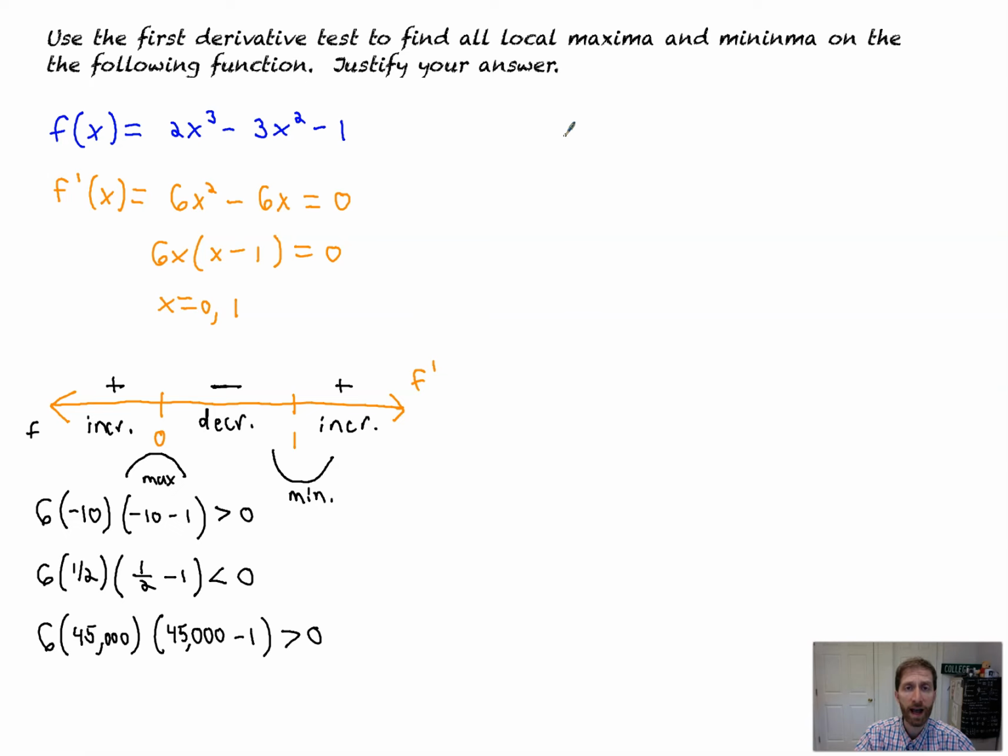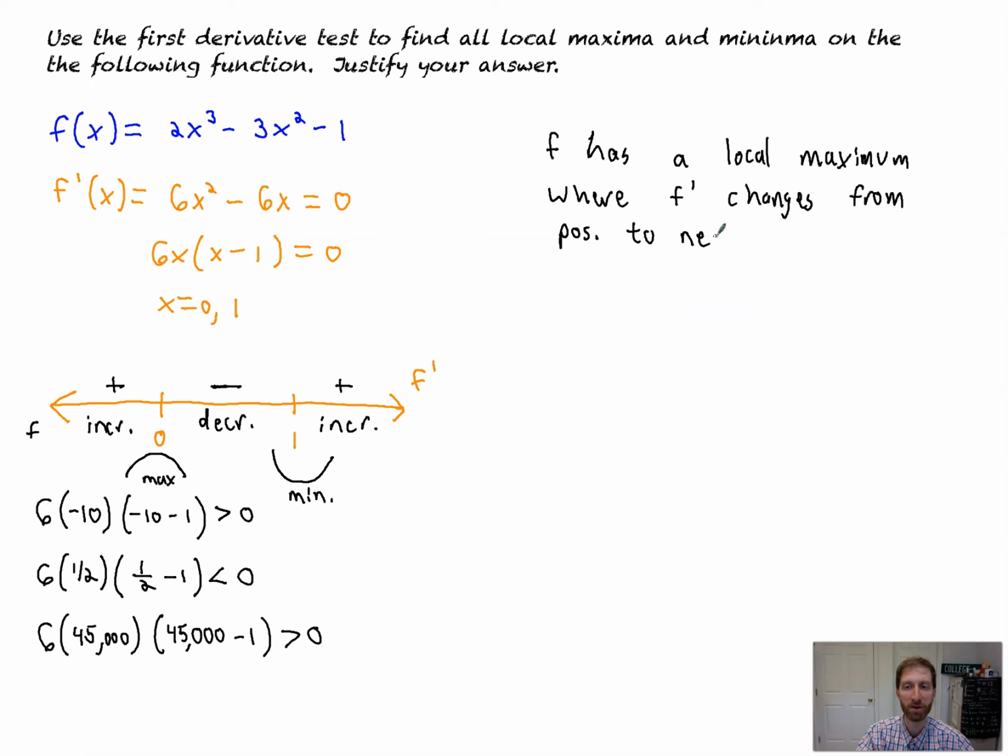What I like to do is state my reasoning first. So I'll say f has a relative or a local maximum where f prime changes from positive to negative. That's it. Don't abbreviate on a major exam though, that's a major problem. Positive to negative, which occurs at x equals, well, where do we go from positive to negative? 0.